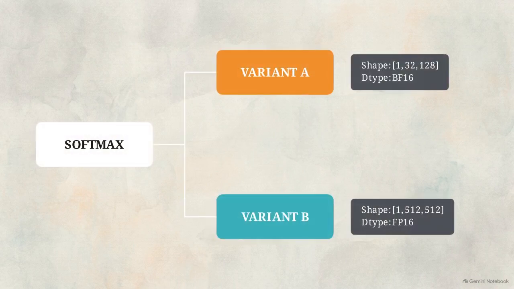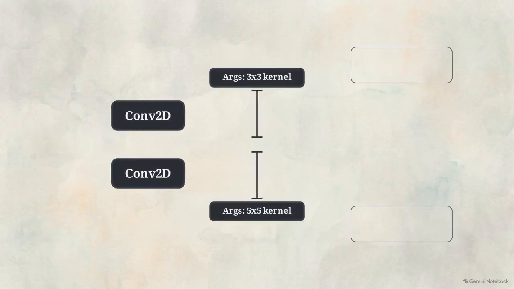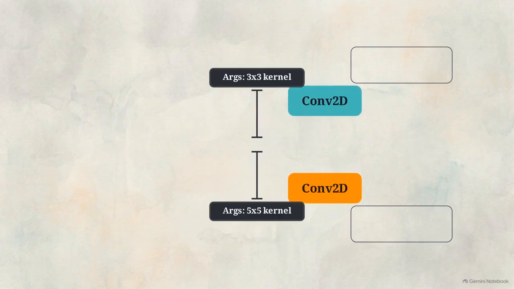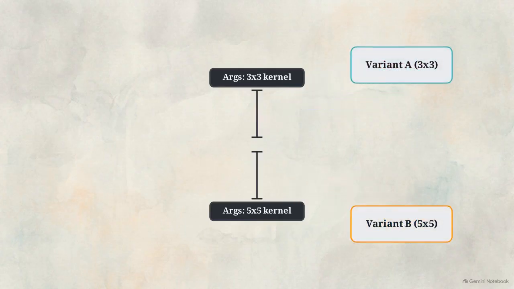A variant is a concrete, observable operator case. It is not an abstract public name like convolution or softmax. If a model calls the same operator twice, but the tensor shapes or arguments differ between those calls, Kernel Forge treats them as entirely distinct variants.